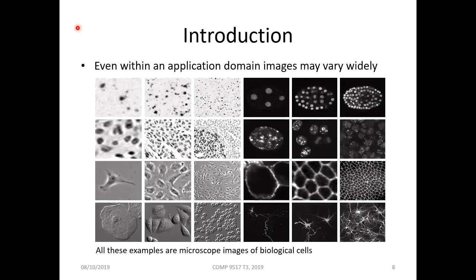So I talked about domain knowledge. Here I'm showing an image, just to emphasize my point even more, that images can vary widely, incredibly. What you see here are all microscope images, and they're all of cells, and still they're all different, and they have different properties, and you can imagine that it's not so easy to come up with one single method that will be able to segment all these images with high accuracy, because they're so very different.